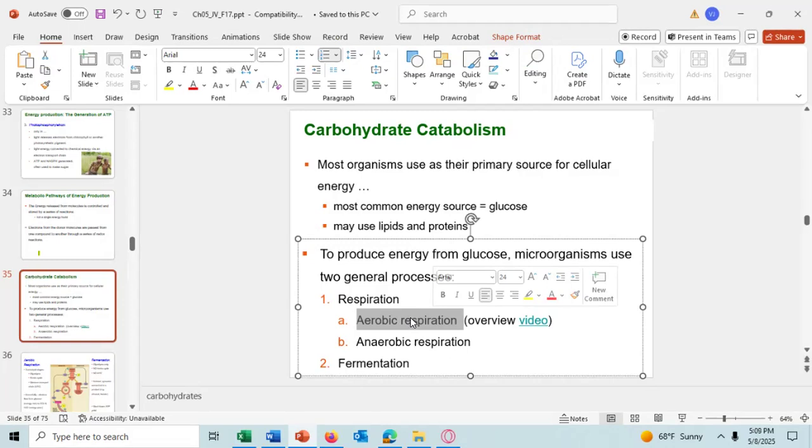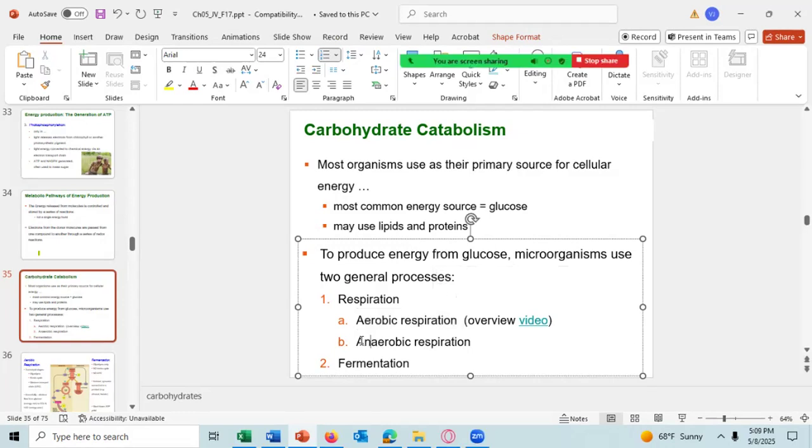Another form of respiration is anaerobic respiration. This does not use oxygen. And obviously an anaerobe would use anaerobic respiration. Aerobes use aerobic respiration. And some organisms use fermentation. Your muscle cells can use fermentation.